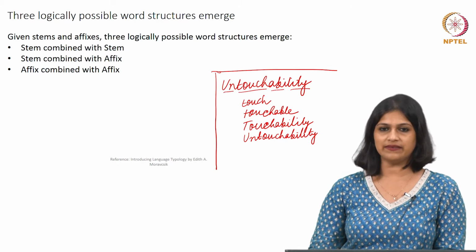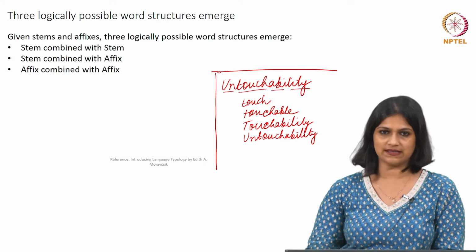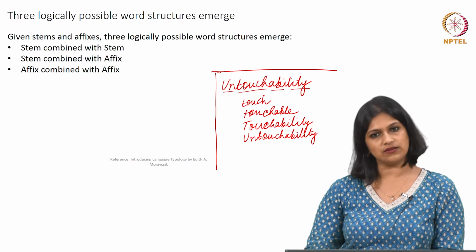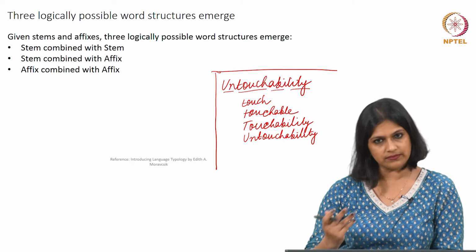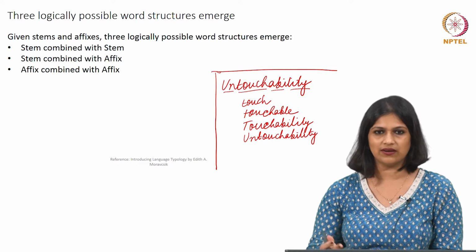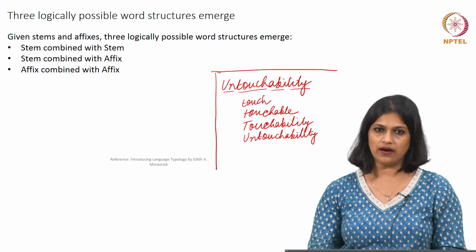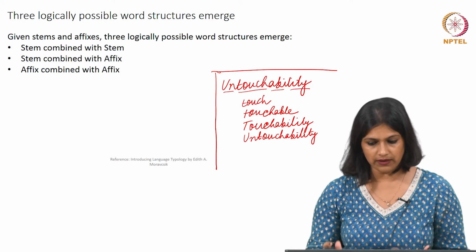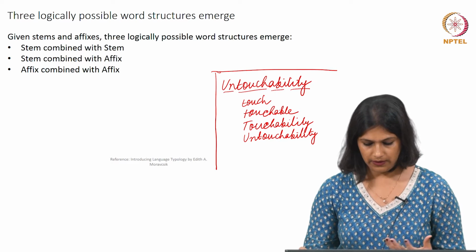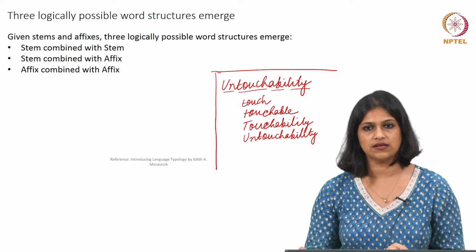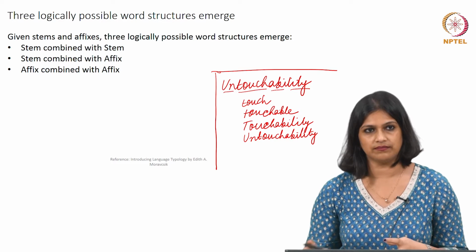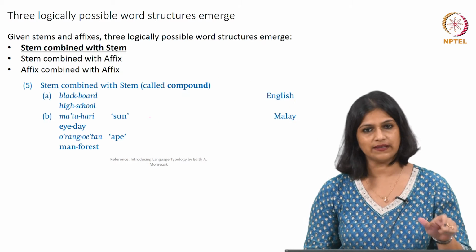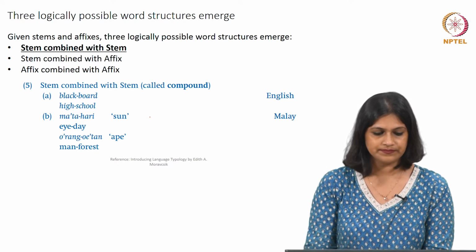So, stem combined with affix, okay, in most cases we do encounter such constructions. Stem combined with stem is not very frequently available, but yes, it is not that rare. But when you have a word only with affixes, that is a rare phenomenon if you try to find out the statistics or the quantificational picture from a cross linguistic perspective. Okay. So, now let us look at the first possible combination first.